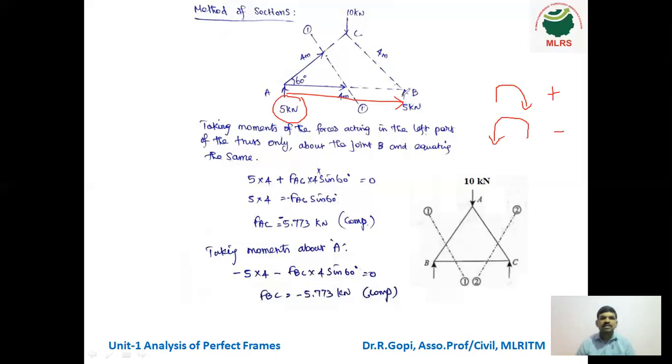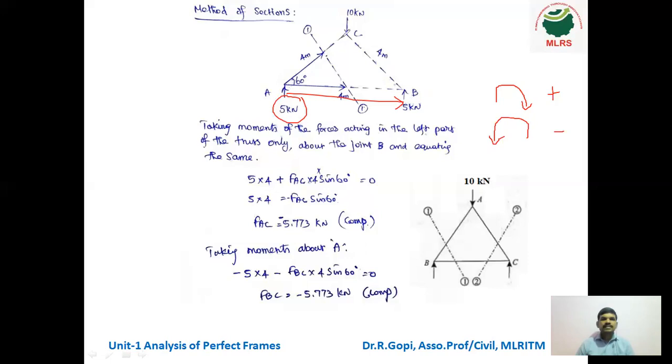Next, what are the other forces acting? You can see here the AB force is there, but the AB force lies exactly at point B, so the distance is 0. Therefore FAB into 0 will not come, so I didn't write it here. Next, come to AC.